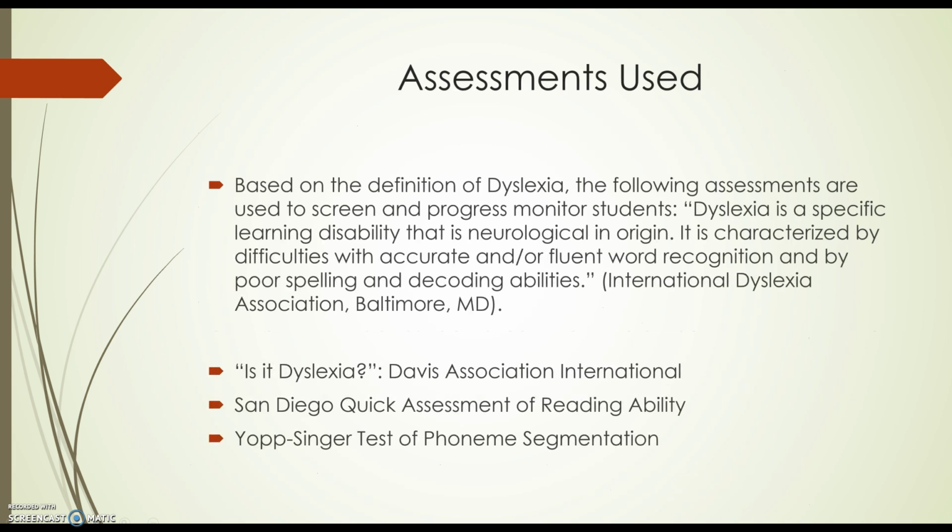I chose these assessments based on the definition of dyslexia that was discussed this term. Dyslexia is a specific learning disability that is neurological in origin. It is characterized by difficulties with accurate and or fluent word recognition and by poor spelling and decoding abilities. The first assessment that I gave these students was Is It Dyslexia by the Davis Association International. Then I gave the San Diego Quick Assessment of Reading Ability, and then finally the Yopp-Singer Test of Phoneme Segmentation.